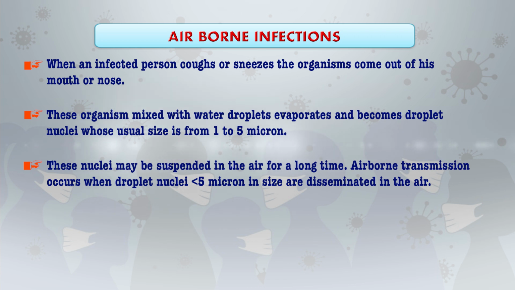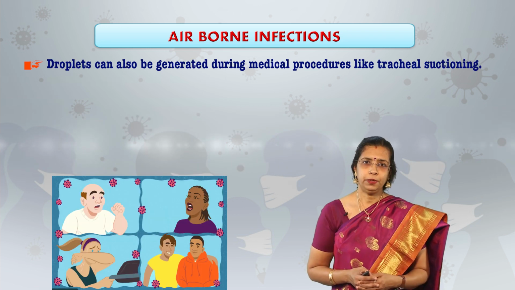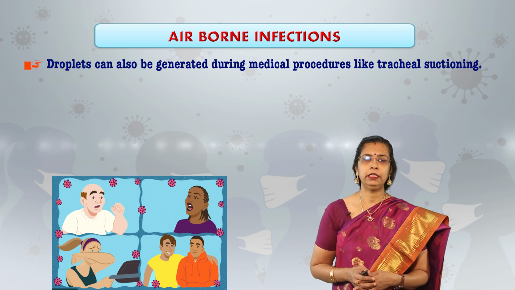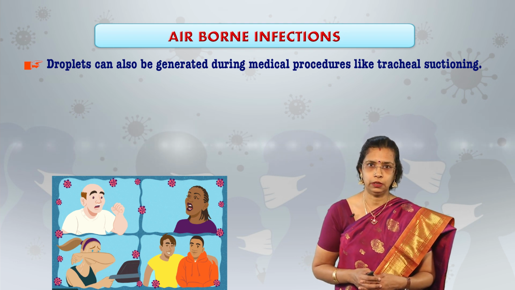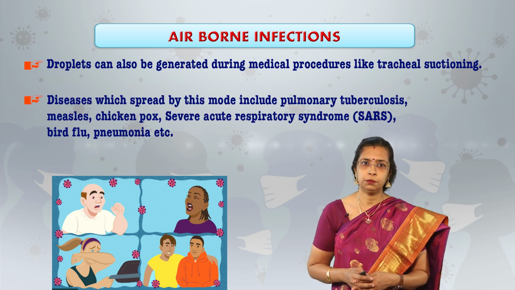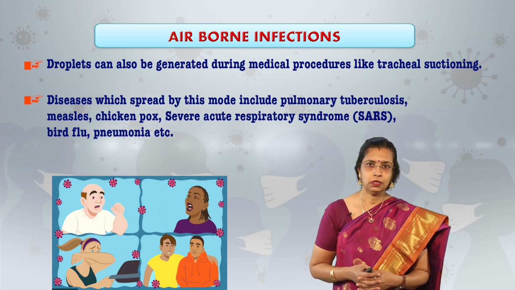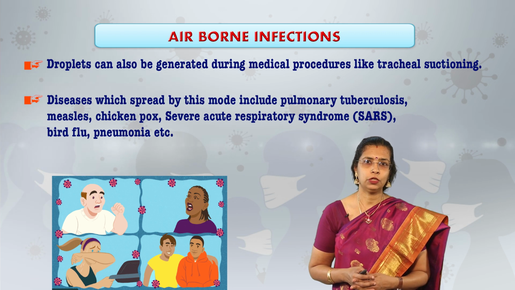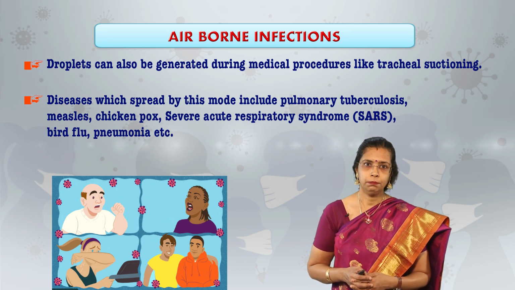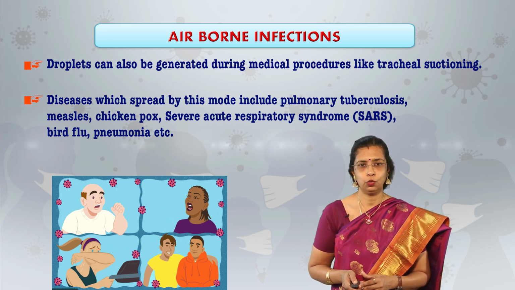So such airborne transmissions can occur when even such evaporated droplet nuclei, which are less than 5 micron in size, are disseminated into the surrounding air. Now the droplets can also be generated during the medical procedures like the tracheal suctioning. Diseases which are spread by this mode can also include the pulmonary tuberculosis, measles, chickenpox, severe acute respiratory syndrome, that is SARS, bird flu, pneumonia and so on.